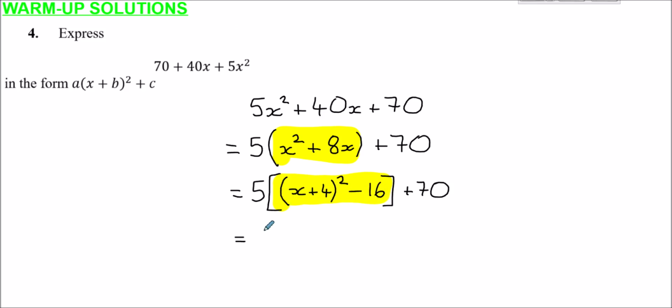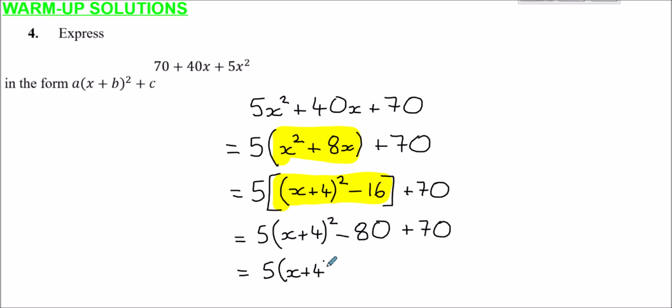So now we expand back out. So we've got 5 lots of x plus 4 squared minus 5 lots of 16. So 5 times minus 16 is minus 80, then plus 70. So finally we have 5 brackets x plus 4 squared minus 80 plus 70. Overall, that's minus 10. And that's all we need to do for that one, so that's the warm-up done.